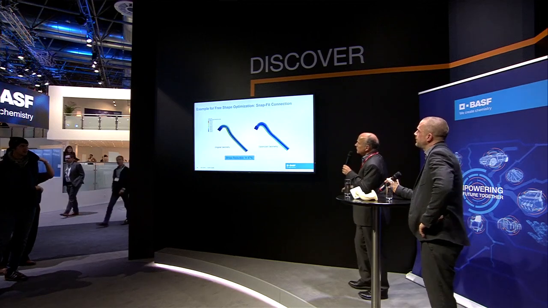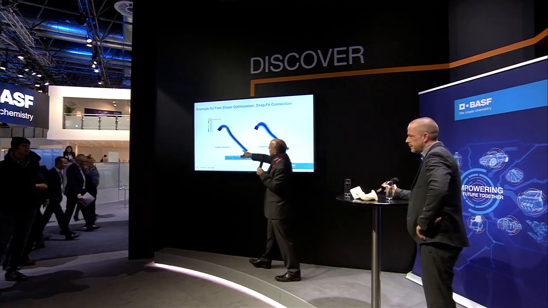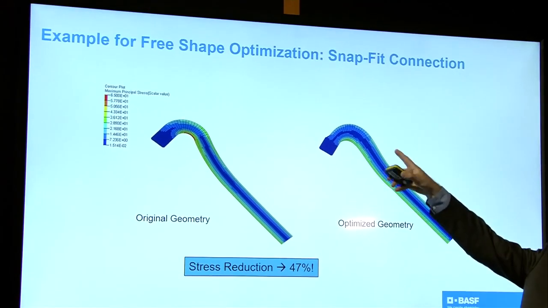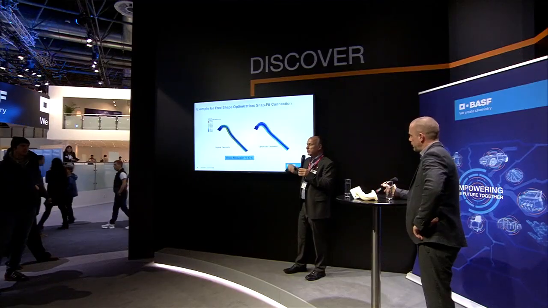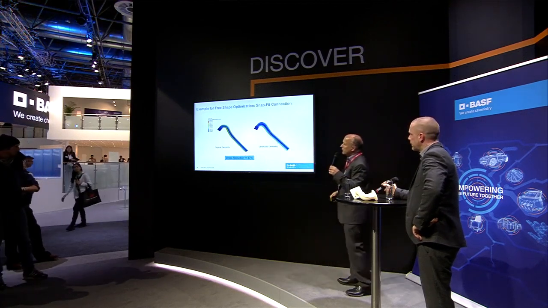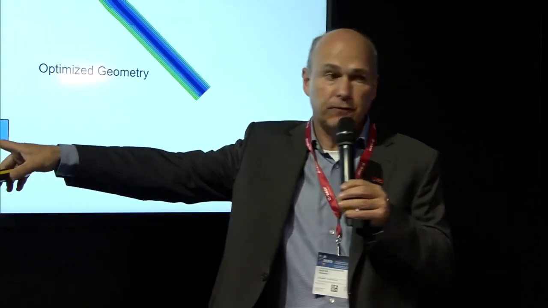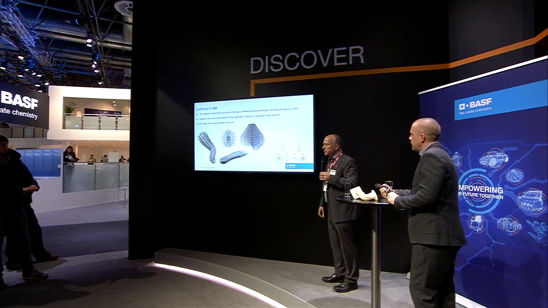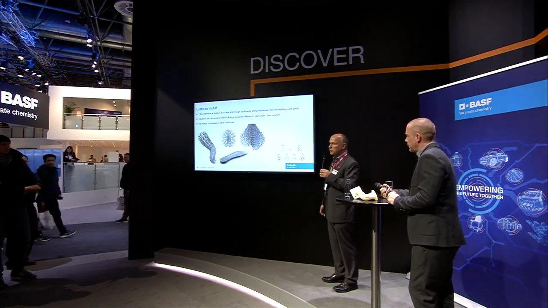You see here in this example, we have the original geometry, and then we have put our tree growing algorithm onto that. So we have let that part grow like a tree, and then you see the optimized geometry. There is a stress reduction, in this case, of 50%. And you should not lose that. Of course, that's clear.